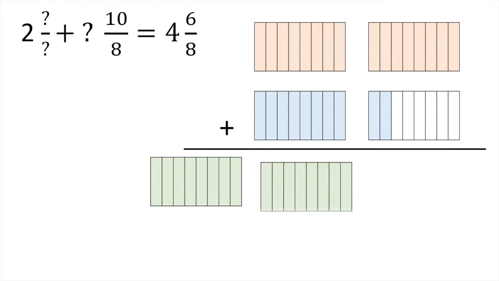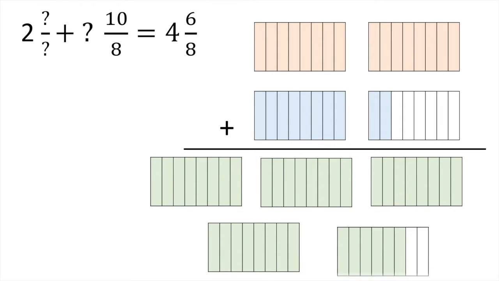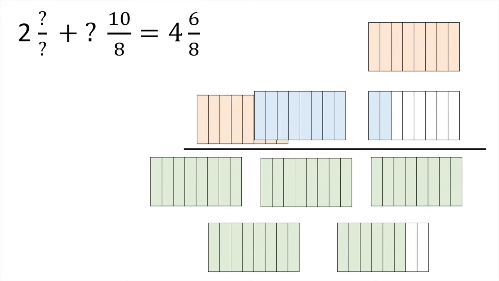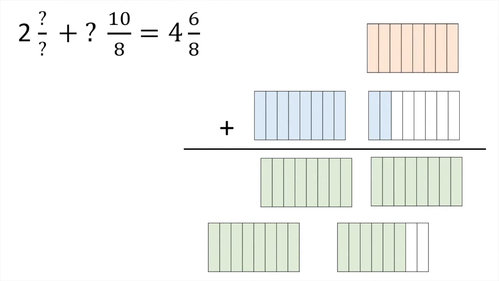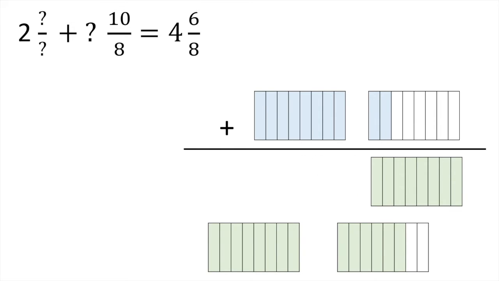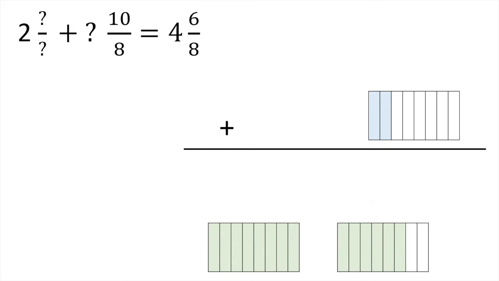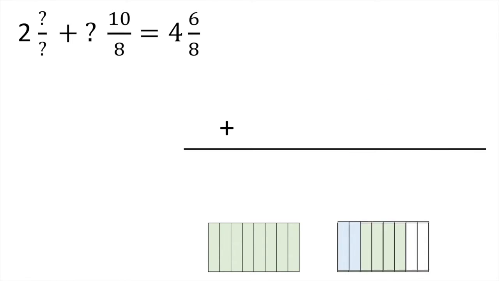I then model the sum provided in the problem. Seeing that 4 6/8 is the same as 38/8. I can then subtract the 16/8 and the 10/8. I'm left with 1 and 4/8, which I can see from the model is the same as 12/8. I can then fill in the problem.